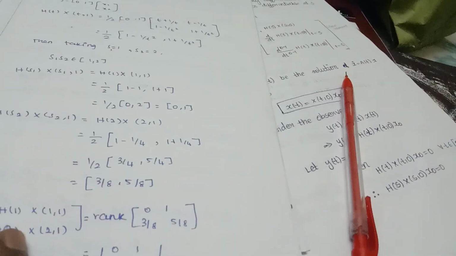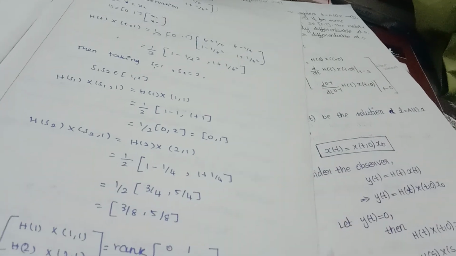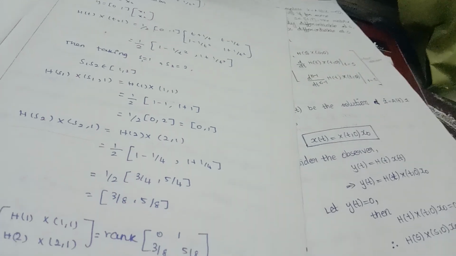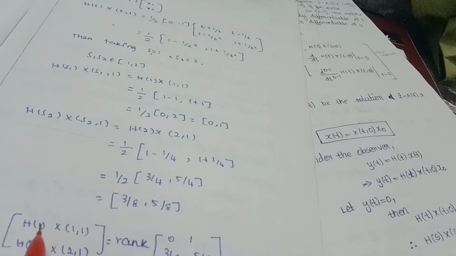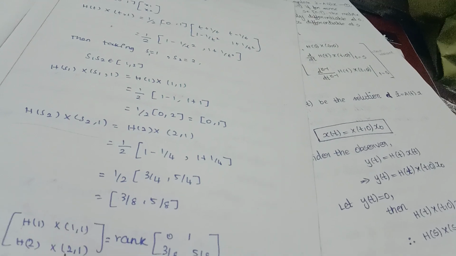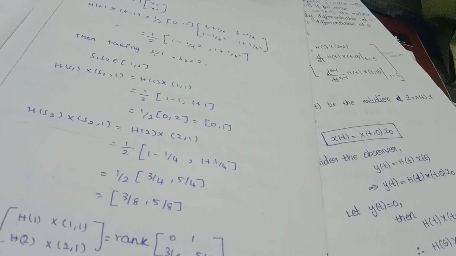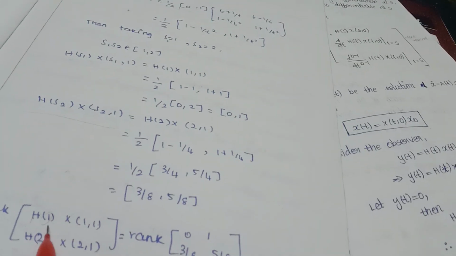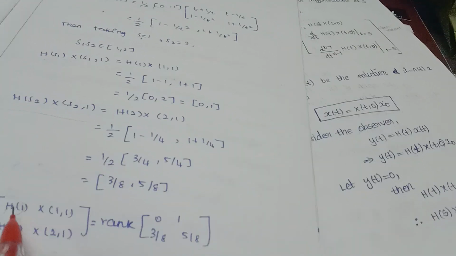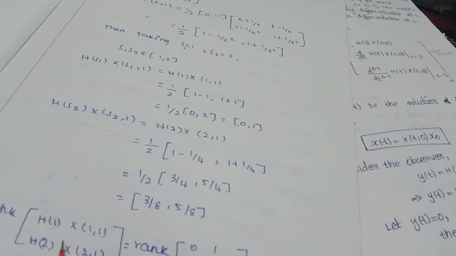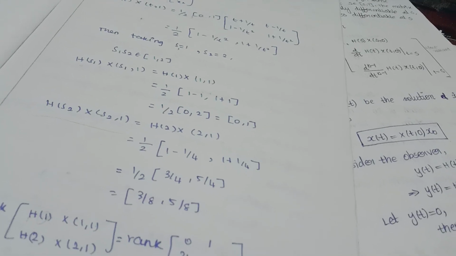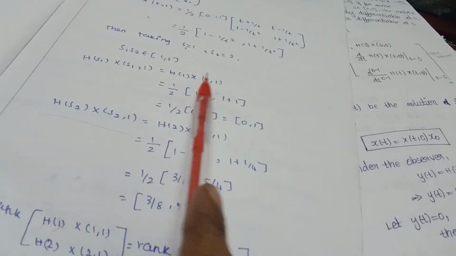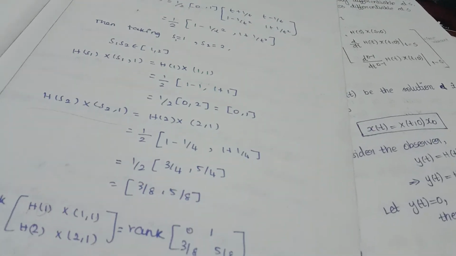Our rank will be h1 into x of 1 comma 1 and h2 into x of 2 comma 2, because we have a 2 by 2 matrix. For that purpose we are using s1 equal to 1 and s2 equal to 2, and finding the h of 1 term and h of 2 term, because to get the rank we have to find h1 into x of 1 comma 1 and h2 into x of 2 comma 2.